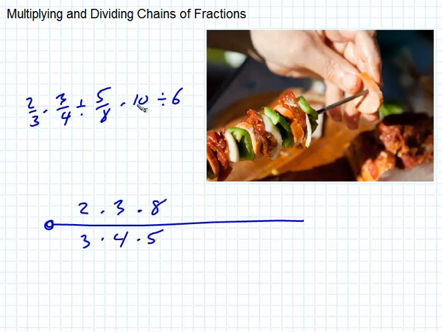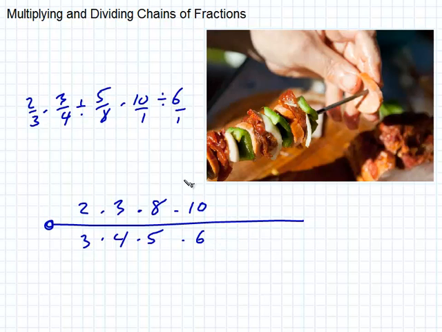Times 10. Remember, 10 is 10 over 1, so if I treat it like a fraction, the 10 ends up in the numerator. You don't have to write the 1 down here. You can if you want, but 1 times anything doesn't really change it, so I don't even have to write the 1. So any whole number that's multiplied, you put it in the numerator. Here I'm dividing by a whole number. Again, if you think of it like a fraction, you flip it over and slide it on. The 6 is going to end up in the bottom.